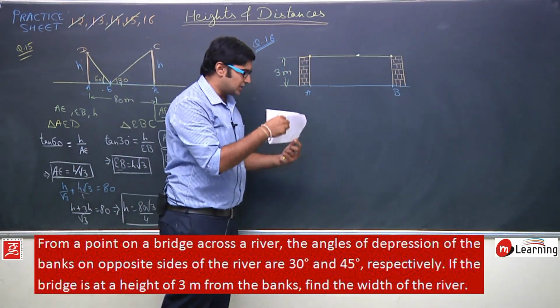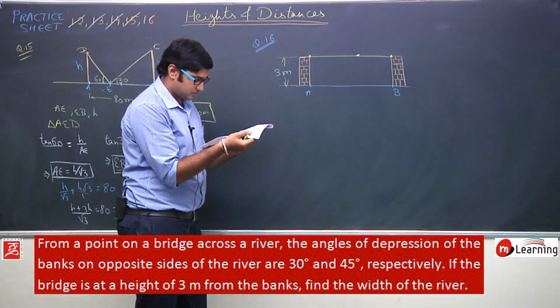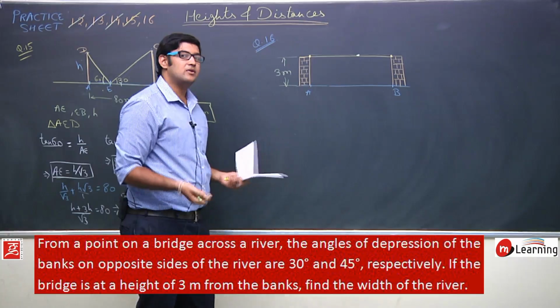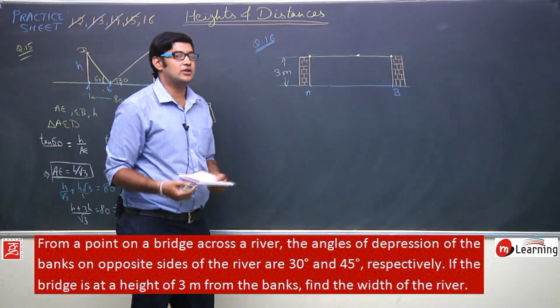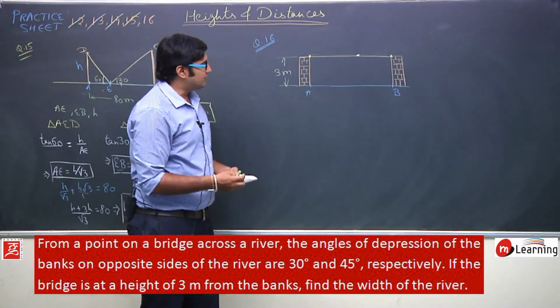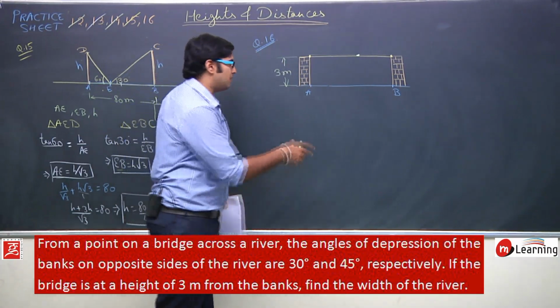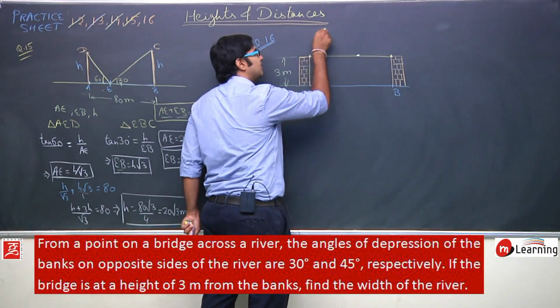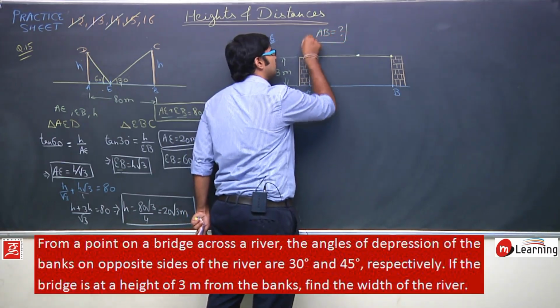Now it says to find the width of the river. The width is not given, that is what we need to determine. So what is the width in this diagram? AB represents the width of the river. So definitely I need to identify the value of AB.